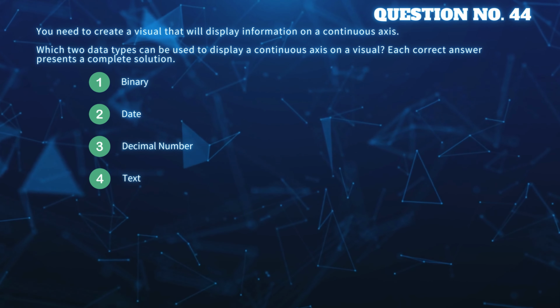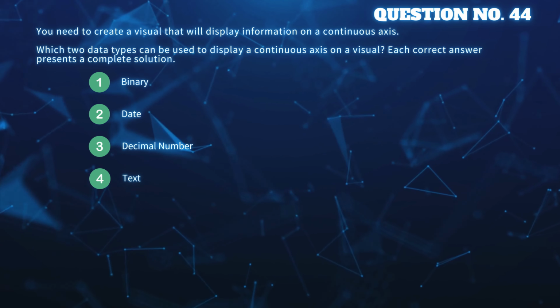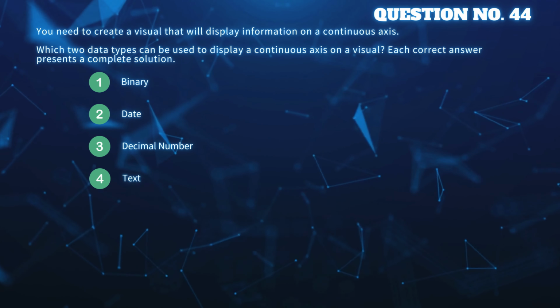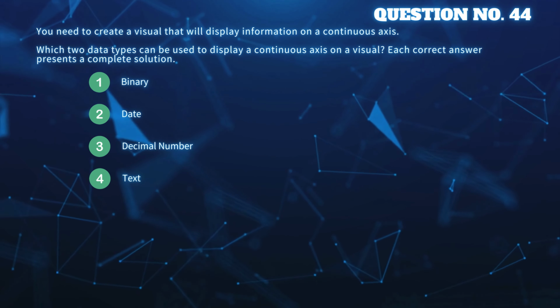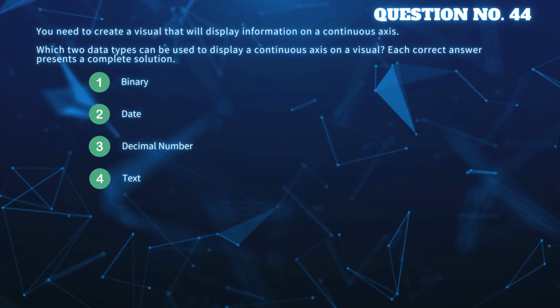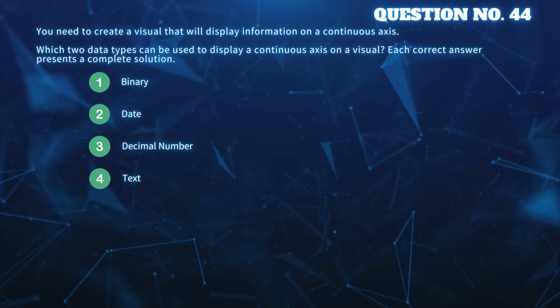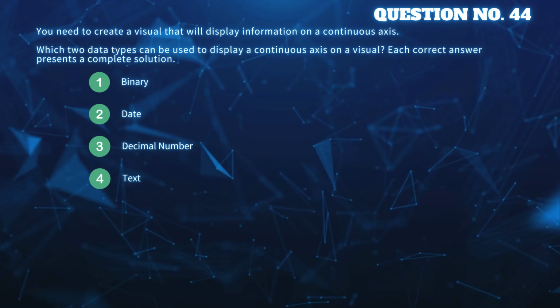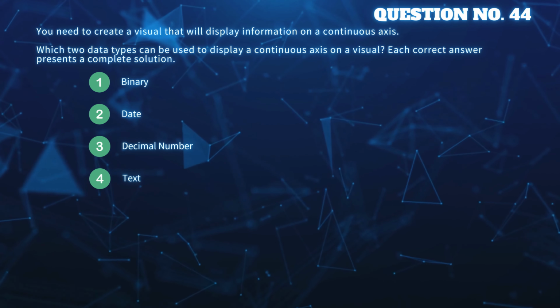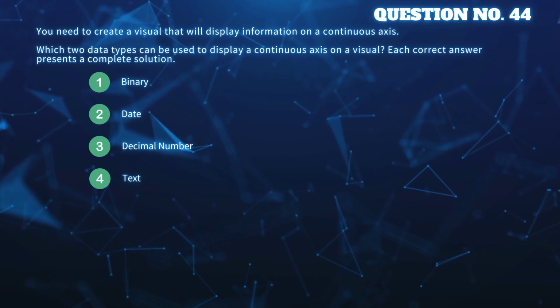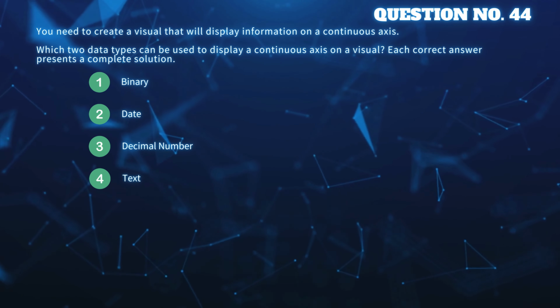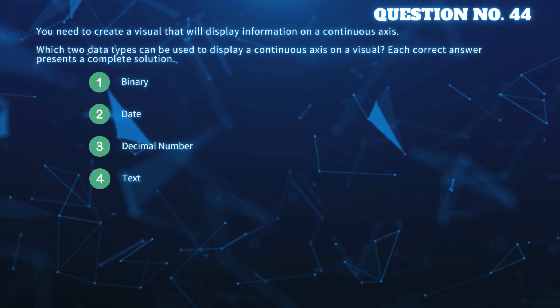You need to create a visual that will display information on a continuous axis. Which two data types can be used to display a continuous axis on a visual? Each correct answer presents a complete solution. Option 1, binary. Option 2, date. Option 3, decimal number. Option 4, text.